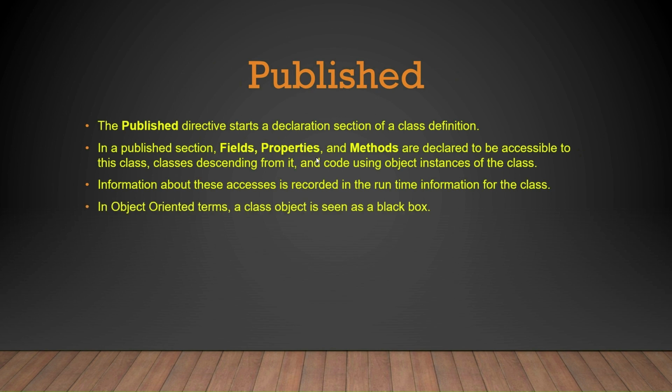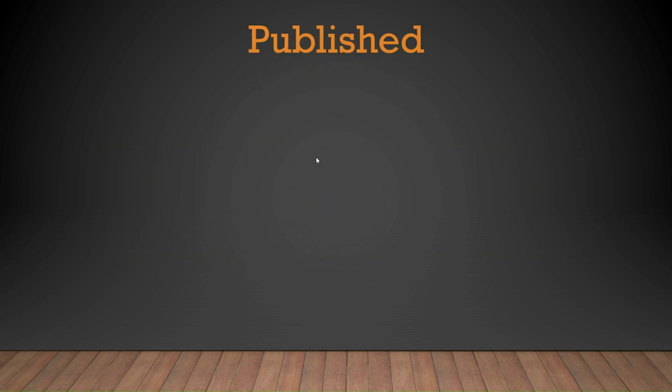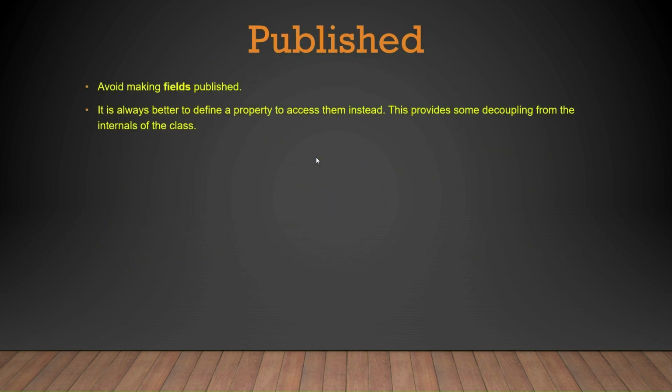In object-oriented terms, the class object is seen as a black box. Its internal operation is not relevant. The public and published fields, properties and methods are the externally visible part of the object, giving access to the internals of the class. Avoid making fields published. It is always better to define a property to access them instead. This provides decoupling from the internals of the class.